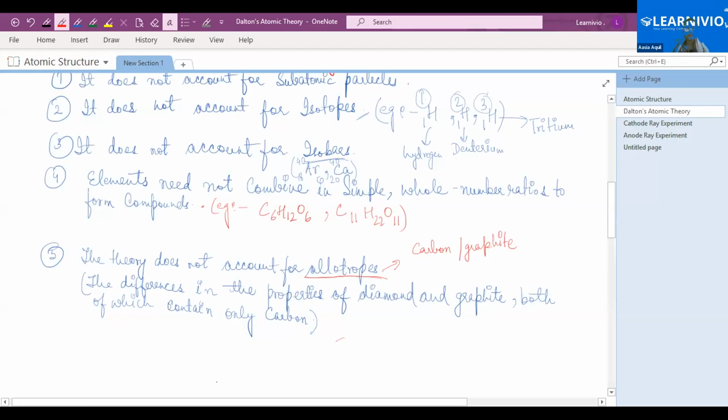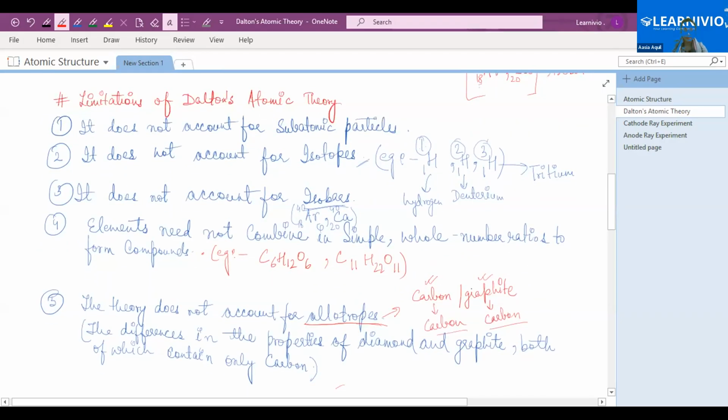So he didn't tell why the chemical properties of carbon and graphite are different, right? Because carbon is present in both, both are made of carbon, but why are their properties different? Dalton could not explain this. So that's the limitation.